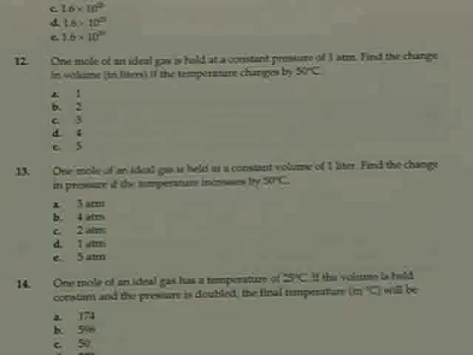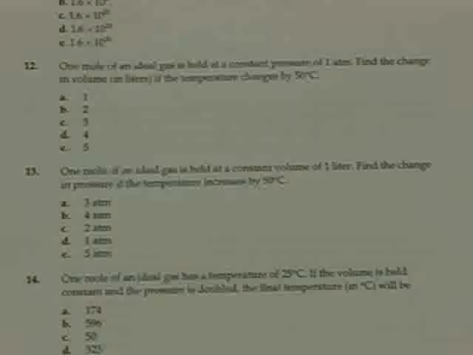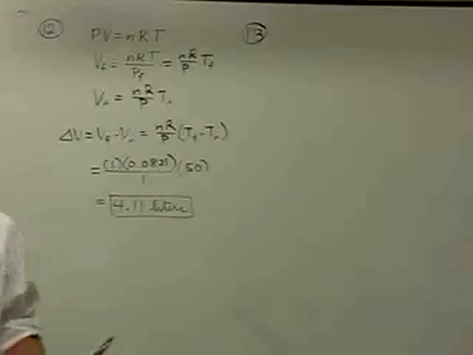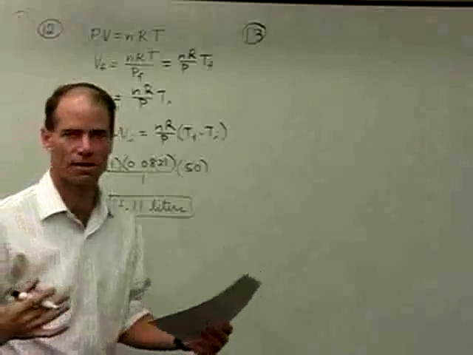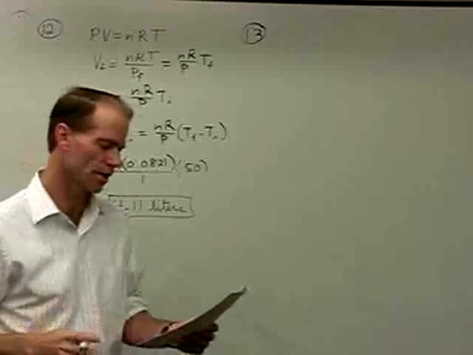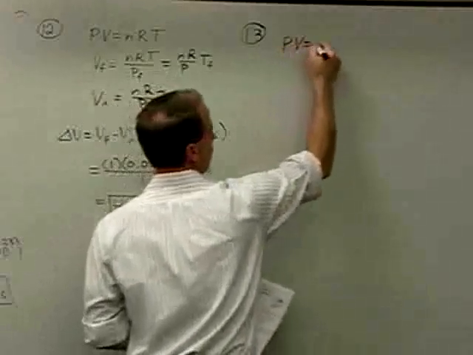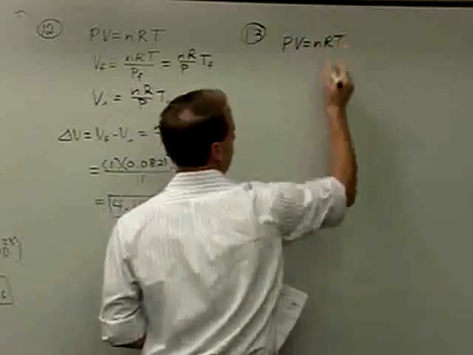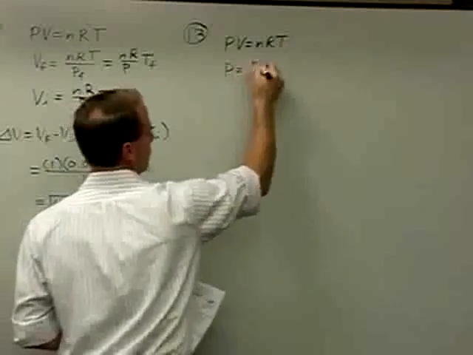Problem number 13. 1 mole of an ideal gas is held at a constant volume of 1 liter. Find the change in pressure if the temperature changes by 50 degrees Celsius. Go. This problem is rather similar to the last problem, only this time the pressure is constant. I'm sorry, the volume is constant at 1 liter. So we start from the ideal gas law. And let's solve this for pressure.